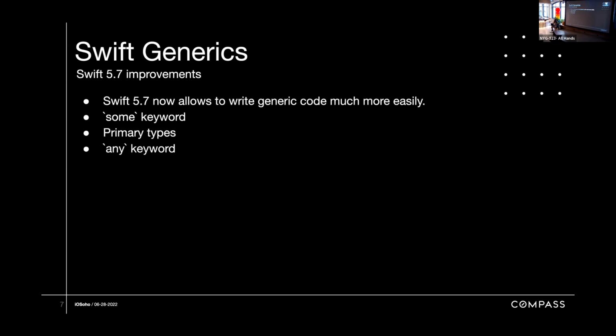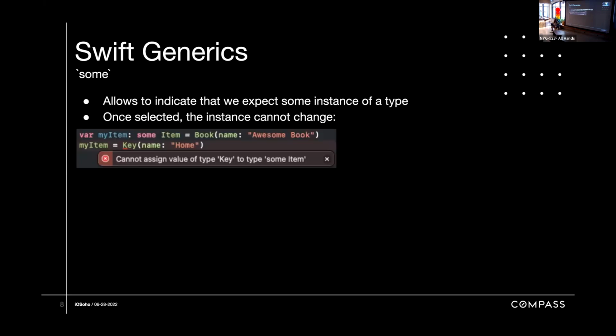Swift 5.7 does a lot of improvements for this. It allows you to write generic code much more easily. It provides new keywords, some and any, and also provides a new mechanism called primary types for protocols. So let's go over all of them.